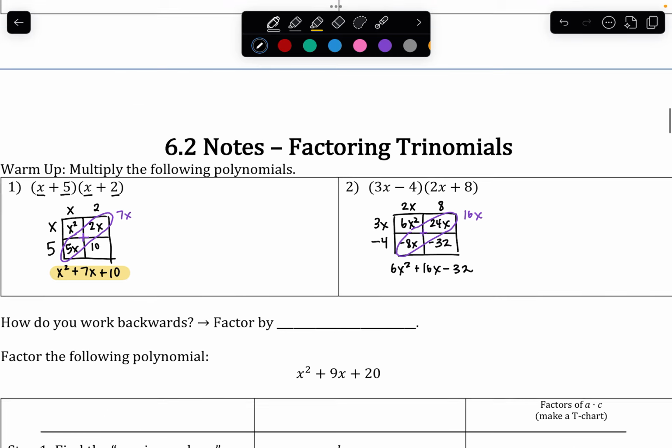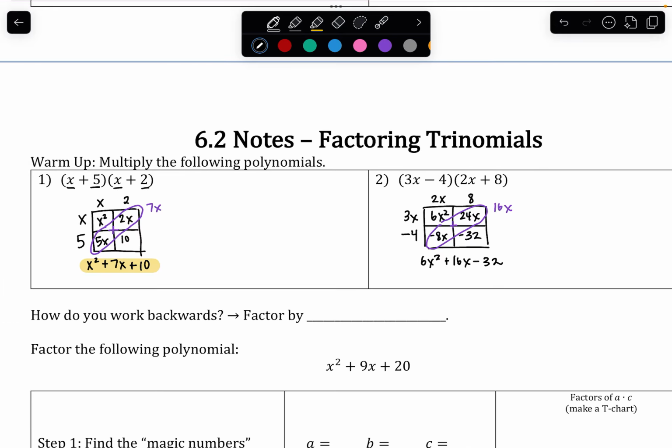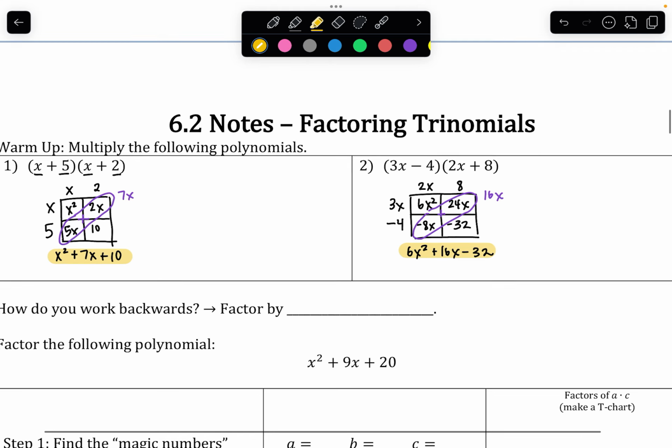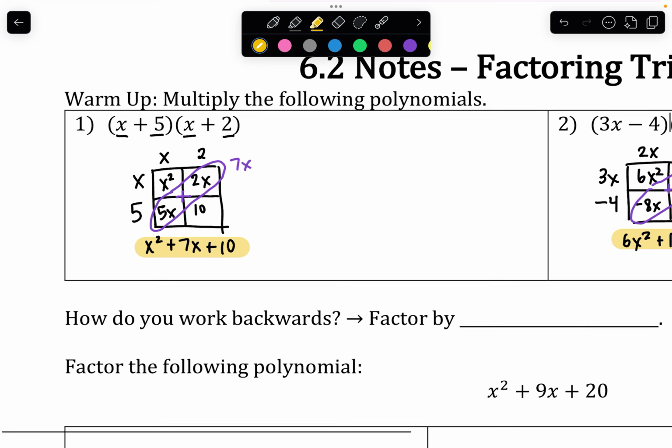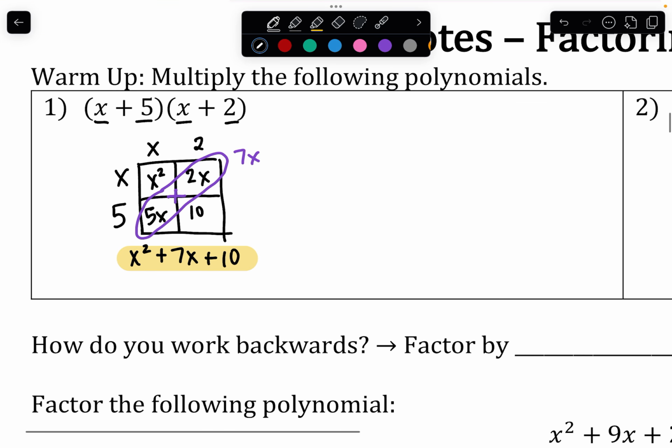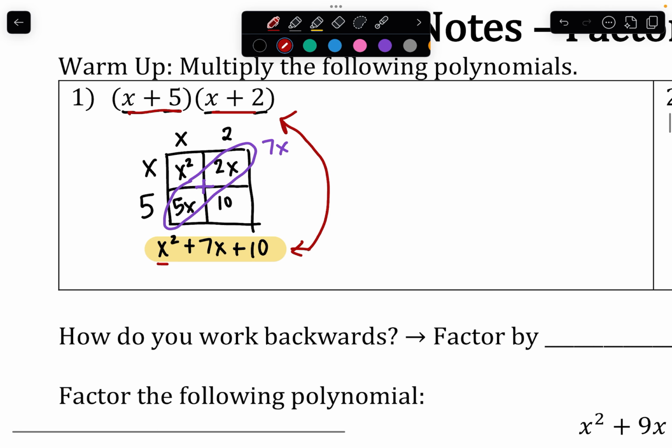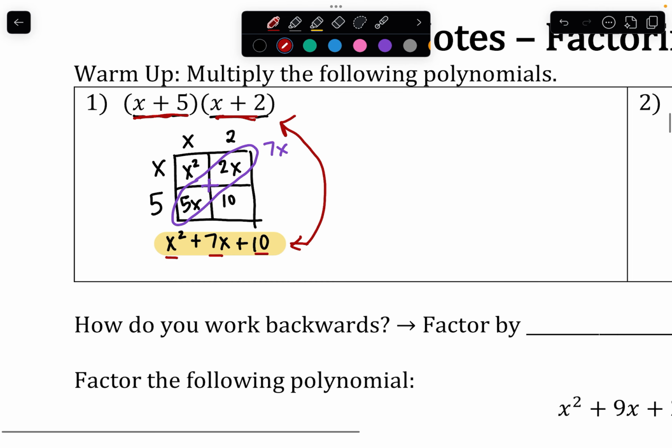Okay, and so now in this lesson, we are going to talk about how to do this in reverse. We are going to start with x squared plus 7x plus 10, and our goal is to write the two factors that multiplied to give us that trinomial. This is a trinomial because there's three terms, and these are binomials that are its factors.